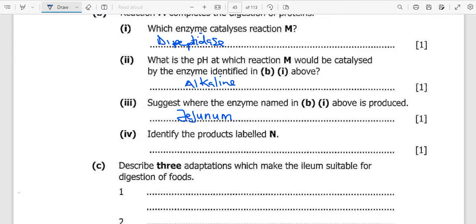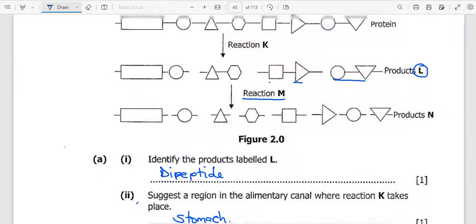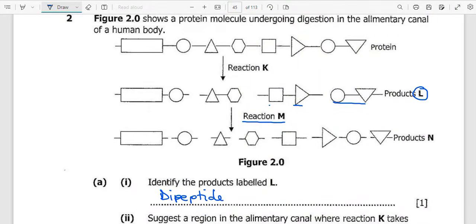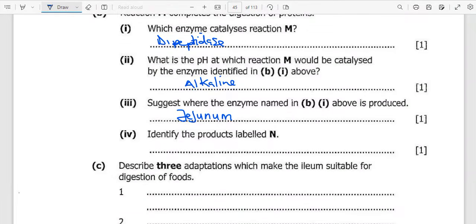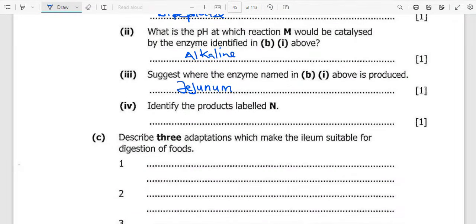Identify the products labeled N. So the product labeled N, these are what we call amino acids. So amino acid, we are saying that this is a building block for proteins.